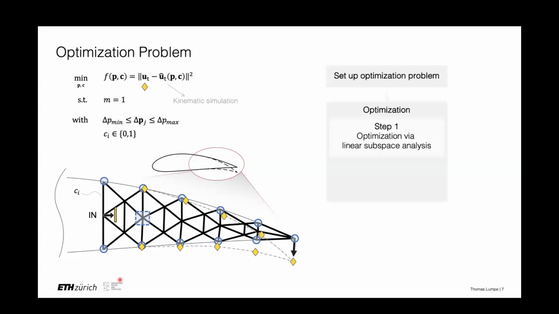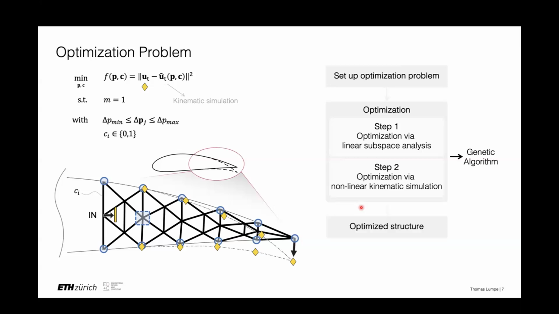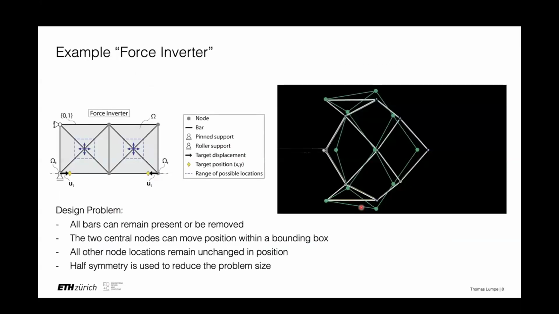So he sets up the optimization problem, and then the optimization is carried out in 2 steps. One is optimization via the linear subspace analysis that I summarized in the last slide. And the second one is the nonlinear kinematic simulation. Both were carried out by genetic algorithms in MATLAB. He did try pattern search as well, and then found in this case that the genetic algorithm performed better.